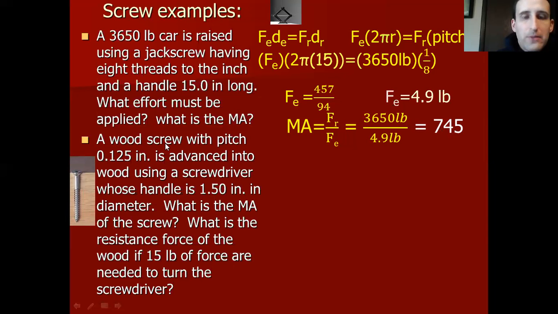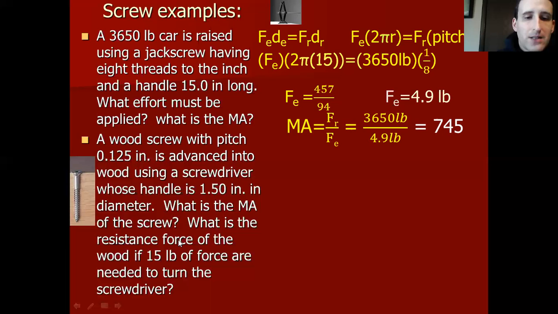So here's another screw example. Again, these are more complicated. We're doing a couple of these. A wood screw has a pitch of 0.125 inches. Again, here they just directly told us the pitch. This is, again, 8 threads to the inch. It's the same thing. It's advanced into the wood using a screwdriver whose handle is 1.5 inches in diameter. What is the mechanical advantage of the screw? What is the resistance force of the wood if 15 pounds of force are needed to turn the screwdriver?